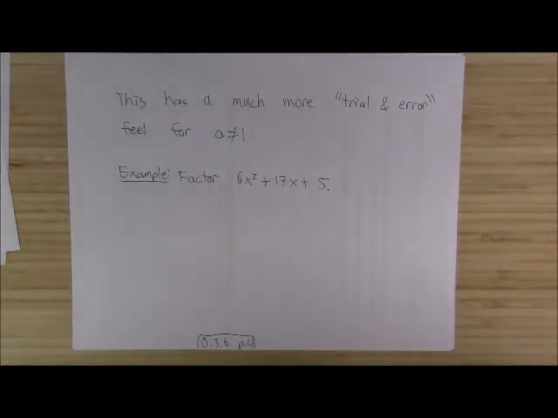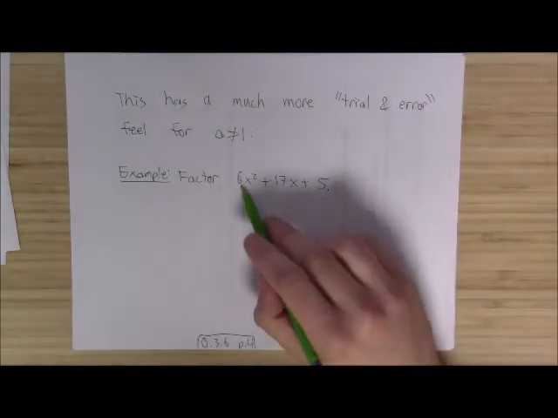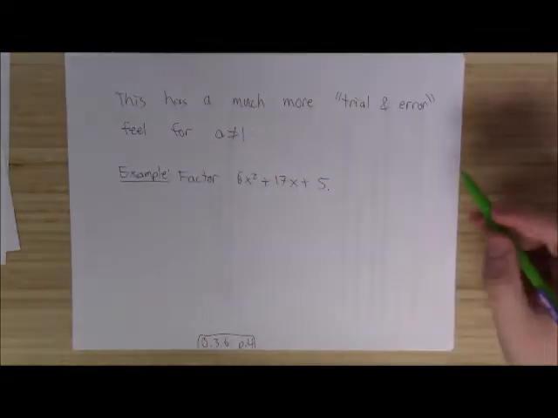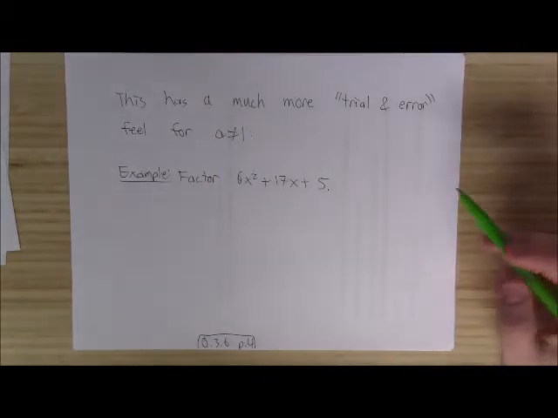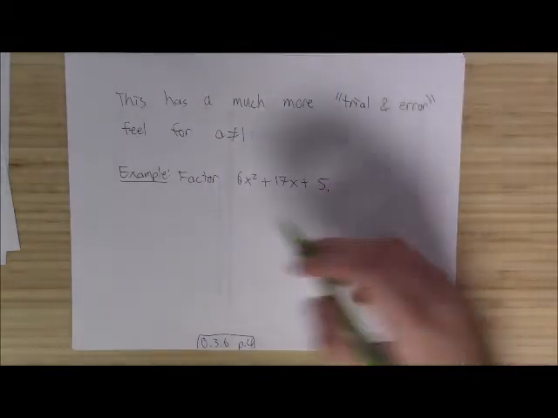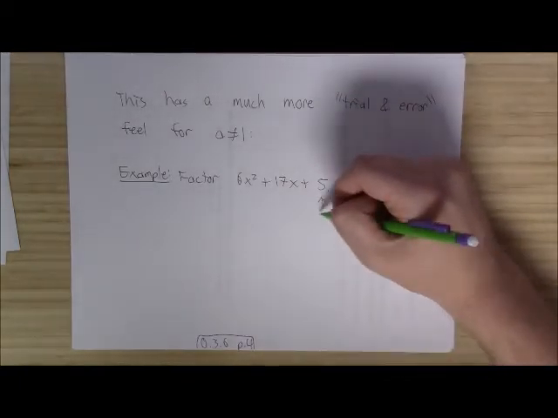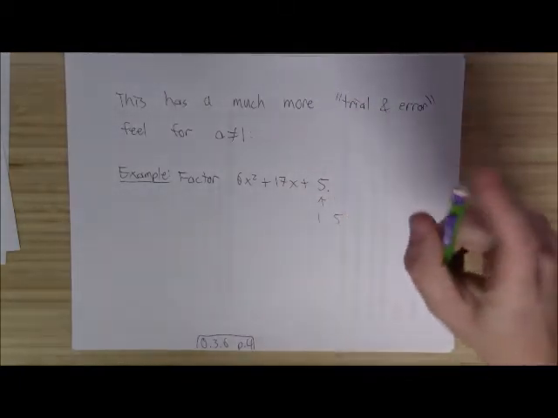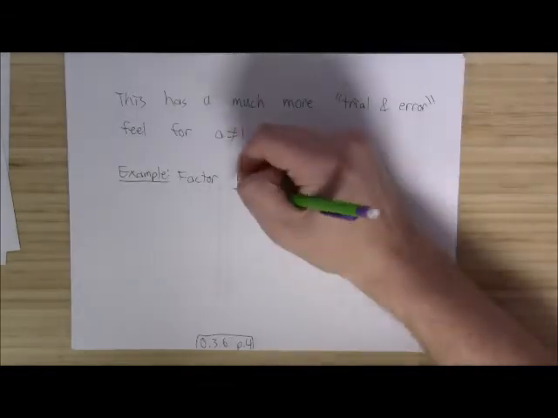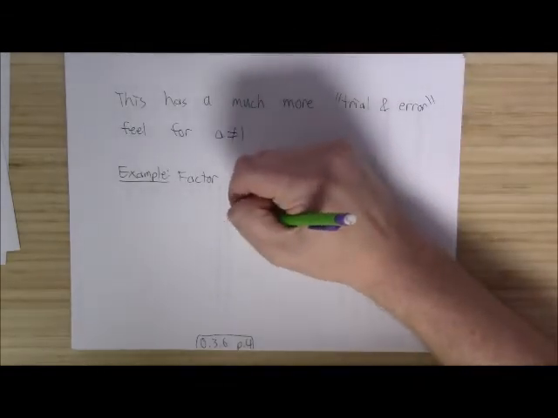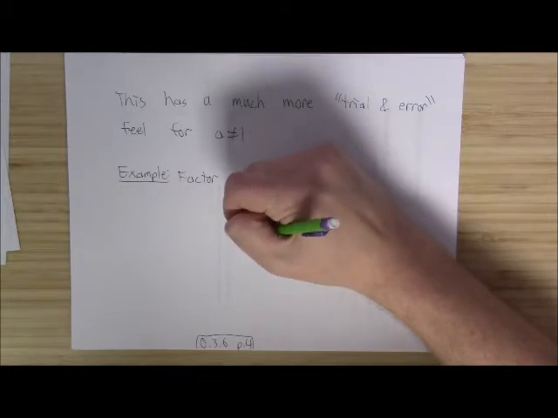On the other hand, this gives us a much more trial and error feel for when a is not 1. So here, for example, a is 6. Well, to do this, we have to play around with a lot of different factors. Namely, we kind of have to do trial and error with both things. So here, the factors for 5 are 1 and 5. That makes things easier. And the factors for 6 are 2 and 3 and 1 and 6.